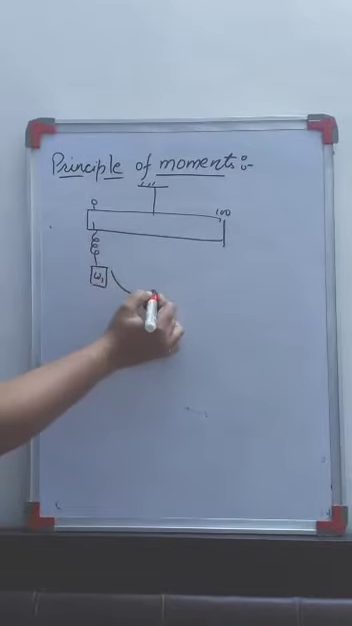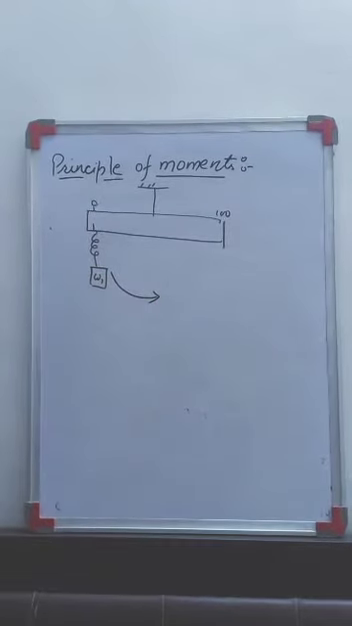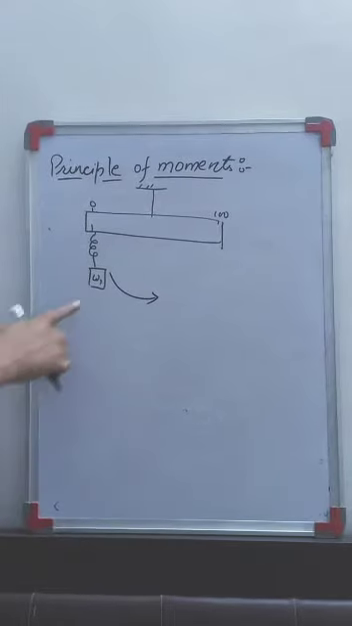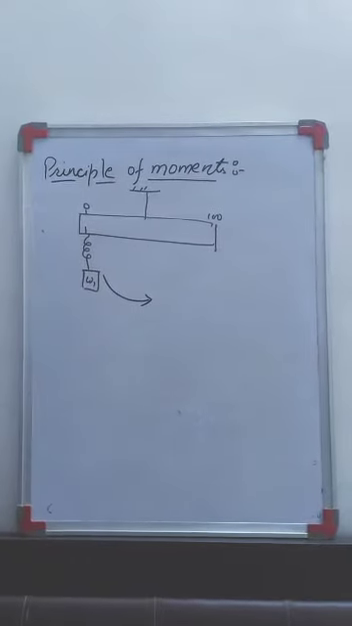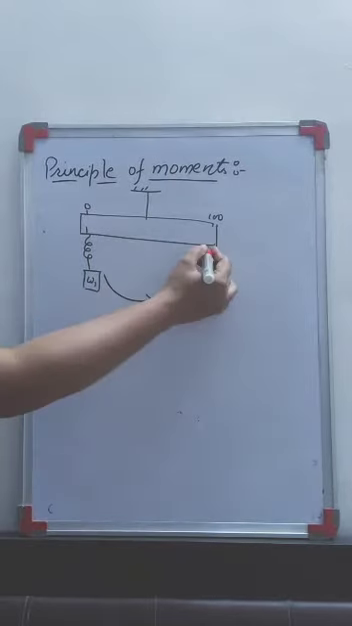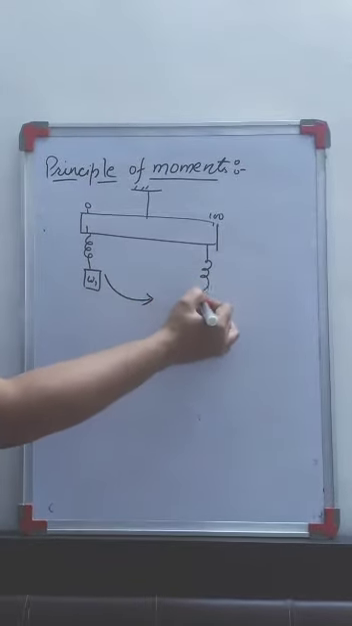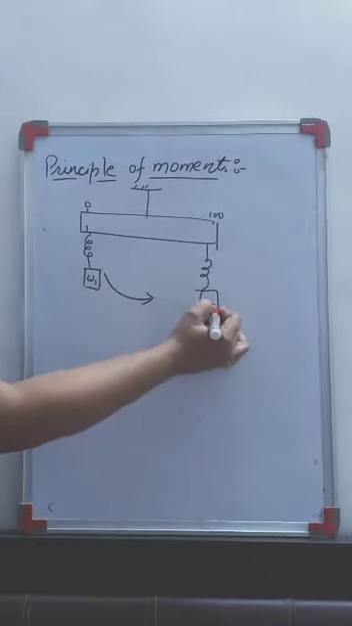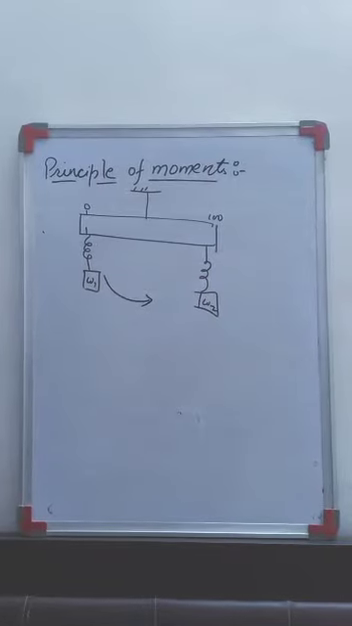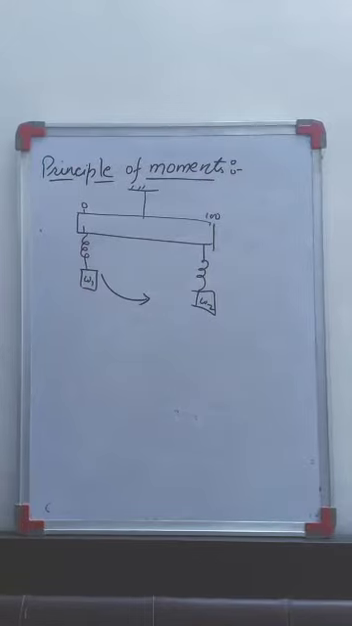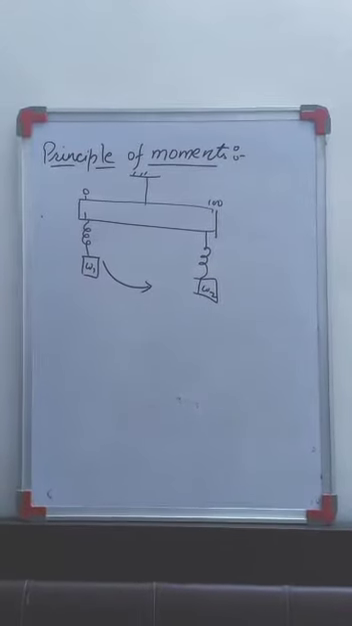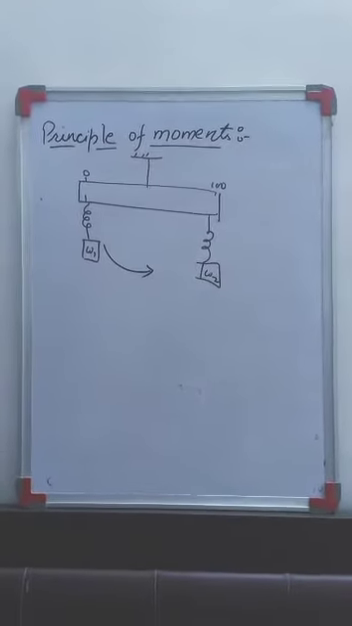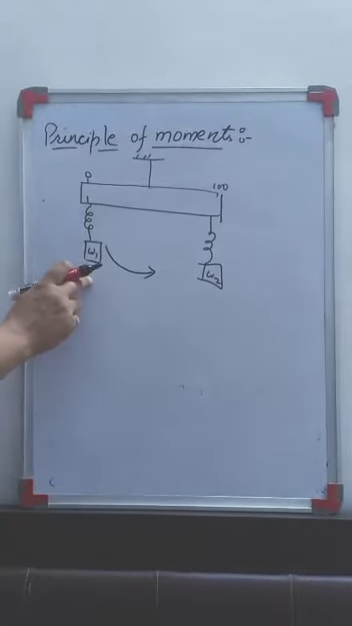This will try to rotate in which direction? In the anti-clockwise direction, right? Now to make it horizontal, in which direction do I need to put the weight? I need to put the weight in this direction, right? I need to put it over here. Now how much weight I need to put and at what distance to put the weight depends completely on the moment of it, right?